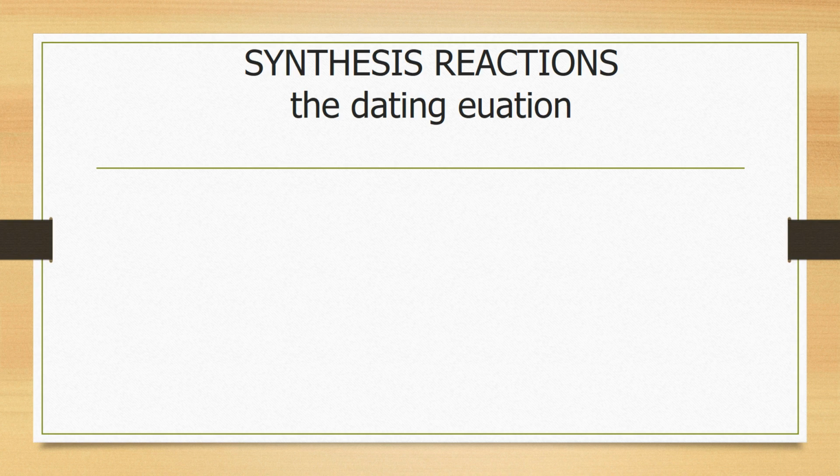All right. Does everybody have what they need off of this page? All right. So the first type of reaction is called a synthesis reaction. The word synthesis means to come together or to build or to produce. So I refer to a synthesis reaction as the dating equation. Let me fix something real quick. I think I was editing the slide and I must have hit something.